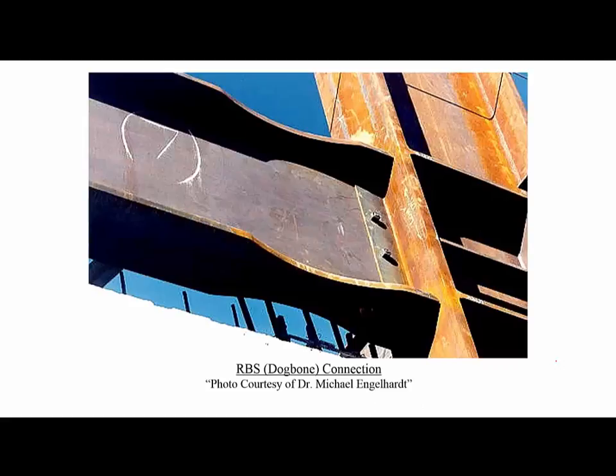This shows a photo of a dog bone connection. As you can see, the top and bottom flanges of the beam are cut so that they provide sort of a weakness within the beam rather than the column. As you see here, the flanges of the beam are welded to the column. The weld at the top is in one pass from the top of the beam, and for the bottom flange, again, welding is done on one side, and then they go to the other side and weld the rest of it.